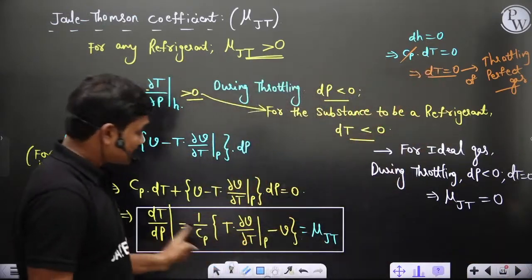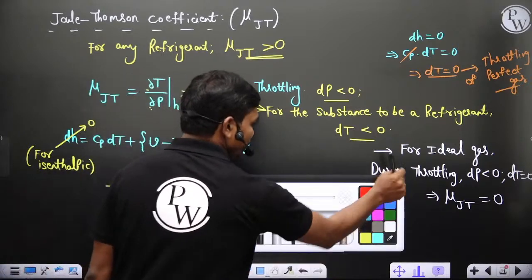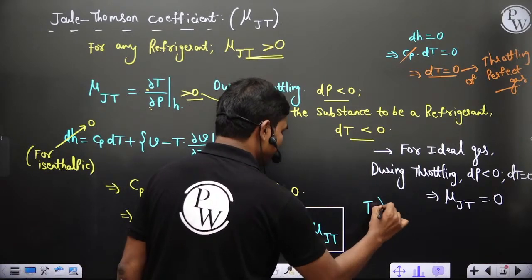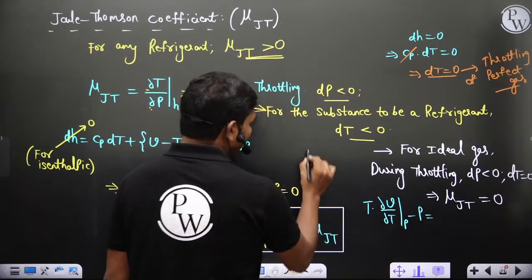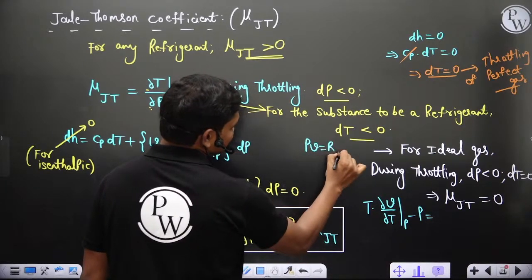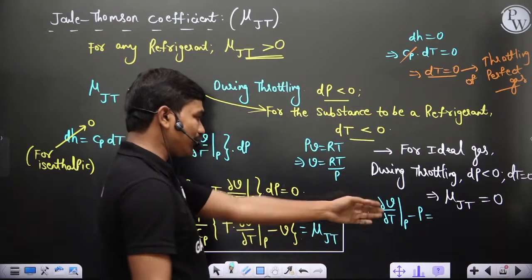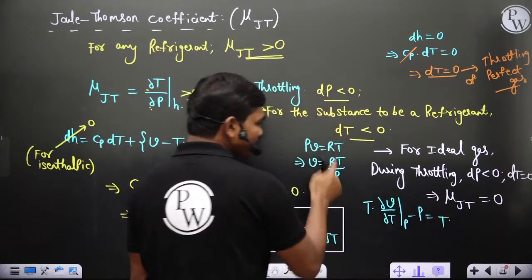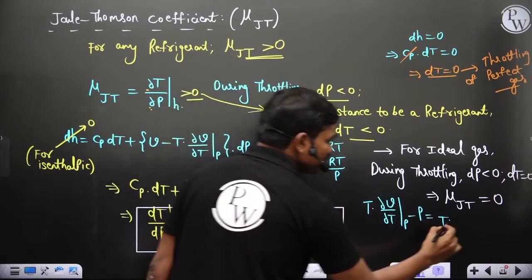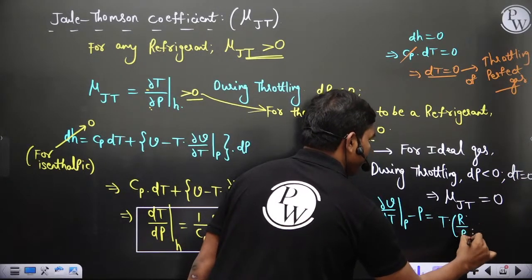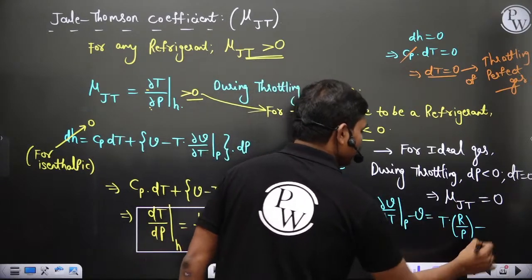Also you can see this from the expression. If you calculate T dou V by dou T at constant pressure minus V for an ideal gas, PV is equal to RT, so V is equal to RT by P. If you differentiate this with respect to T at constant pressure, we have R by P, and then minus V, so it becomes V minus V.